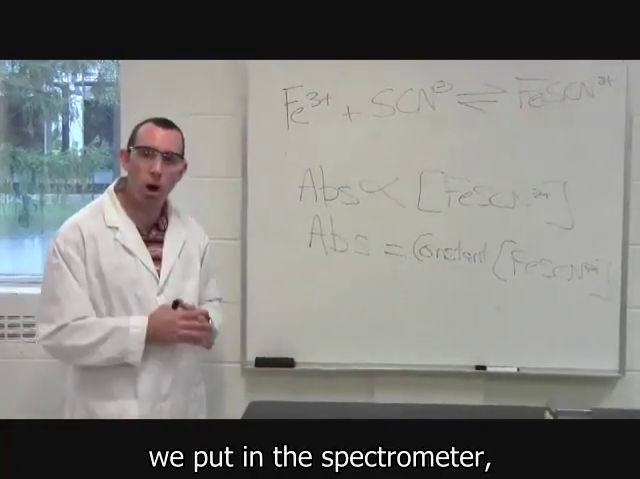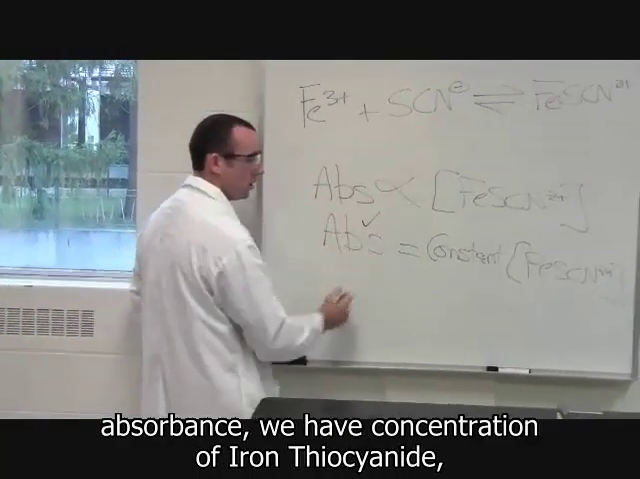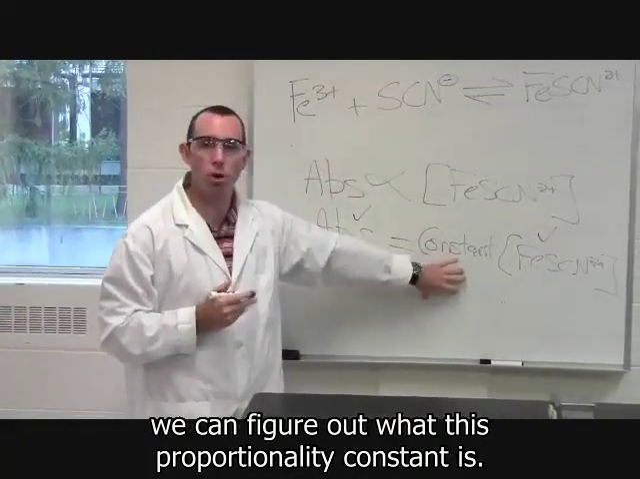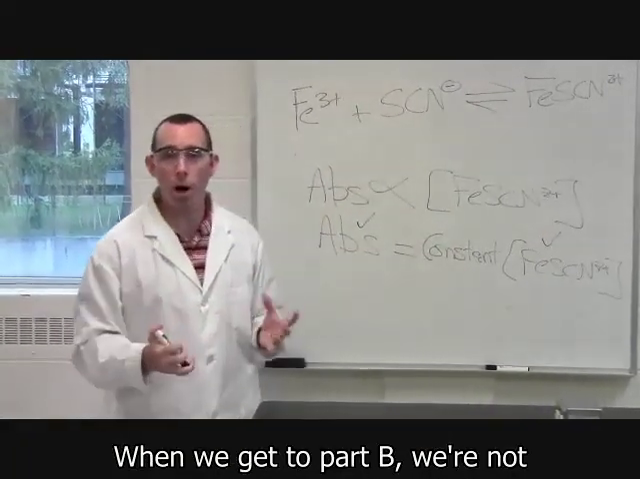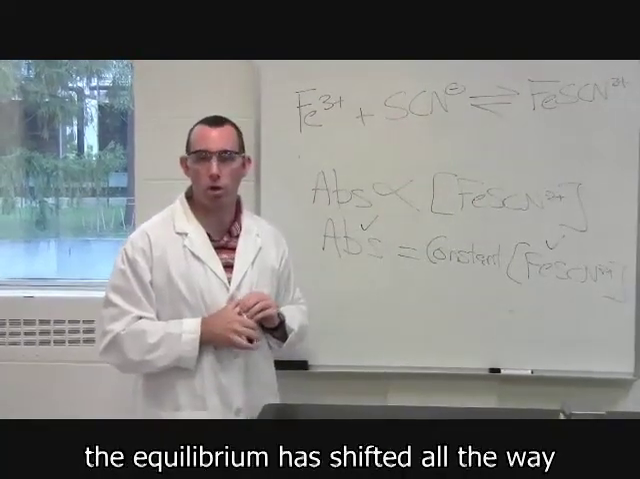If we put it in the spectrometer, we can measure the absorbance. So we have absorbance, we have the concentration of iron thiocyanate, and we can figure out what this proportionality constant is. When we get to part B, we're not going to make the assumption that the equilibrium is shifted all the way to the right-hand side.